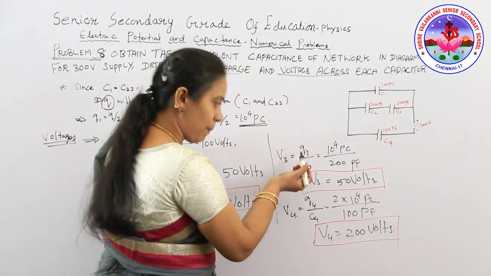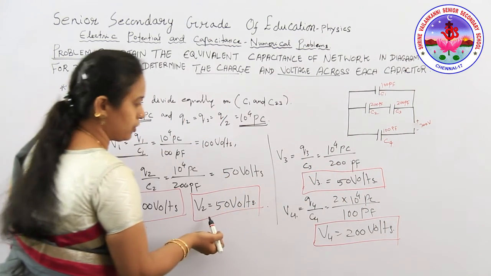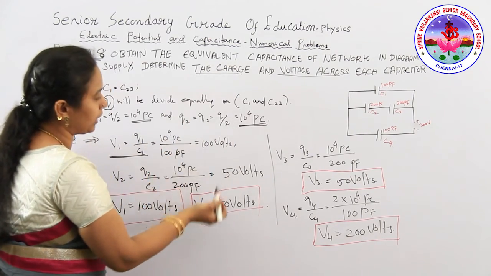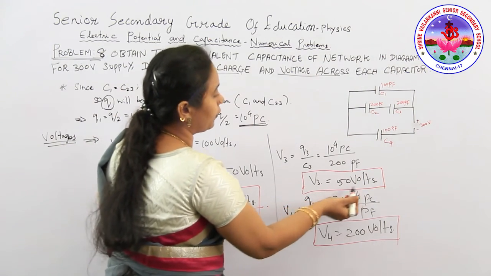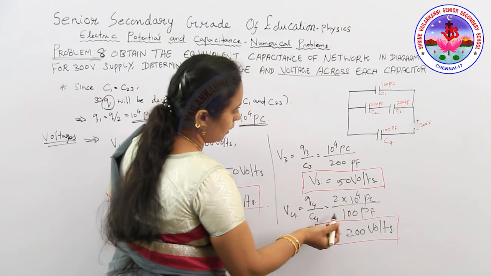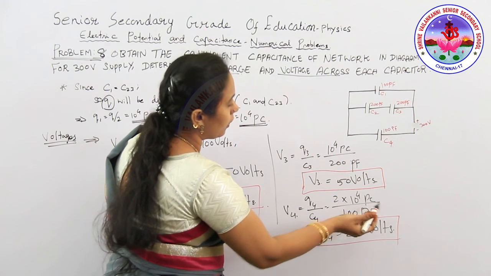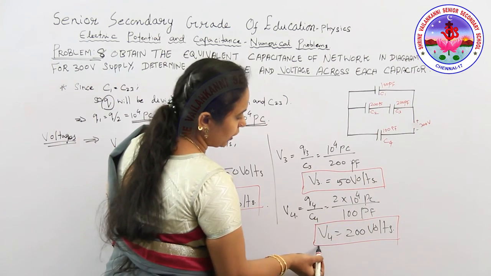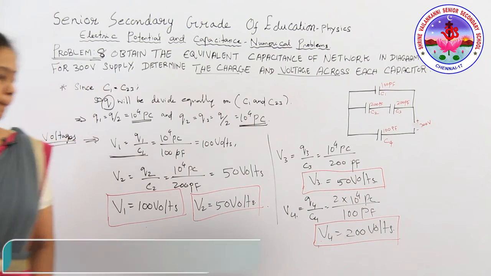The V3 formula is Q3 by C3. We simplify the value as usual. See here the charge is divided by 2, halved. So here also V2 and V3 are equal to 50 volt. And V4 is Q4 by C4. Q4 is 2 into 10 power 4 picocoulomb divided by the C4 value of 100 picofarad. So we got V4 equal to 200 volts.